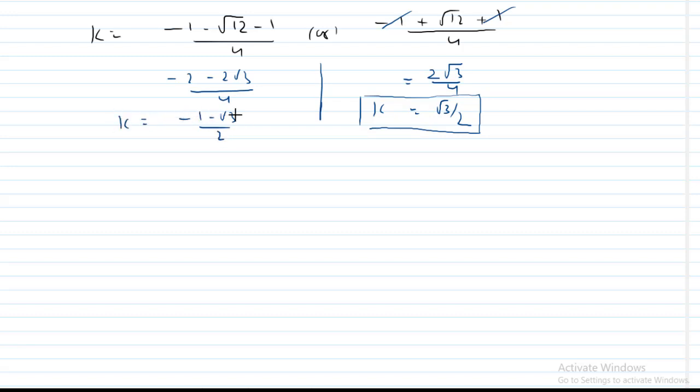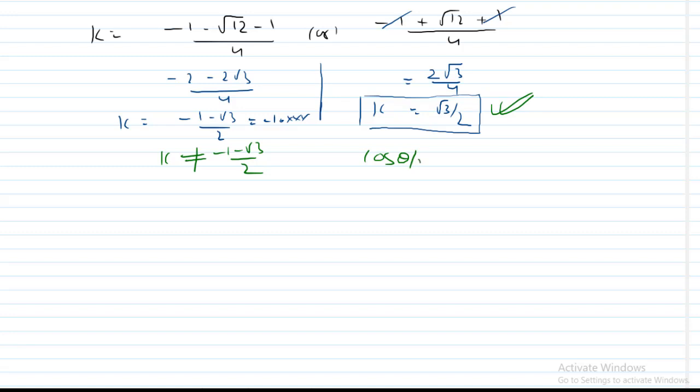Minus 1 minus 1 point something gives minus 2 point something, divided by 2, minus 1 point something. This is minus 1 point something, which is not valid for k. K means cos(θ/2), no? Cos(θ/2) lies between -1 and 1 only. That's why you can't take k as (-1 - √3)/2. Now you can take k as √3/2.